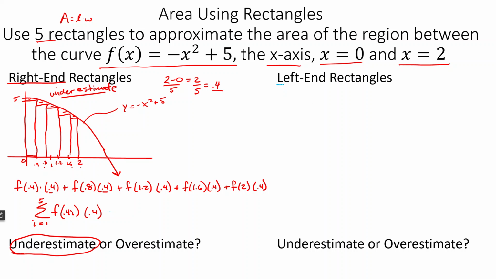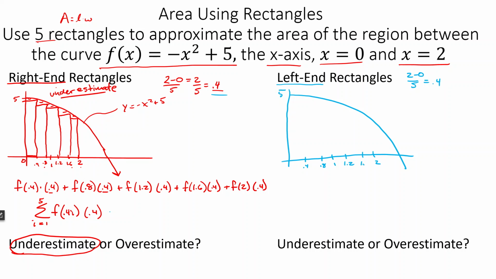All right, on the other side, we're going to do the same thing, but with left end rectangles. So it's going to be a similar picture here. Let's see if I can draw it almost the same. We should be up here at 5 and coming down. We got 1 here. Make it a little wider this time. 2 here. We're still counting by 0.4. We're still doing 2 minus 0 divided by 5, so each one has a width of 0.4. So 0.4, 0.8, 1.2, and 1.6.